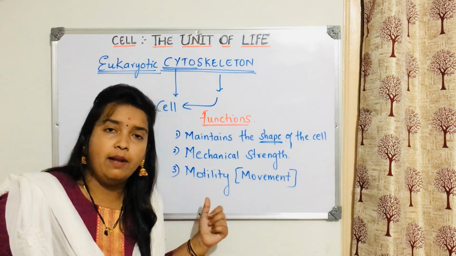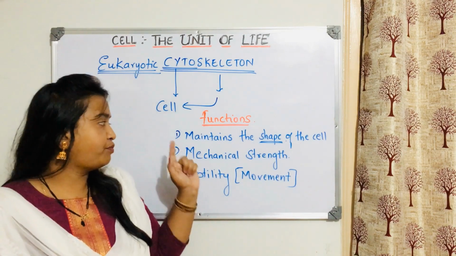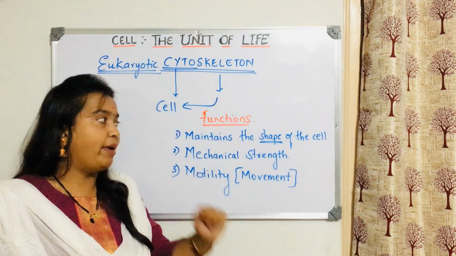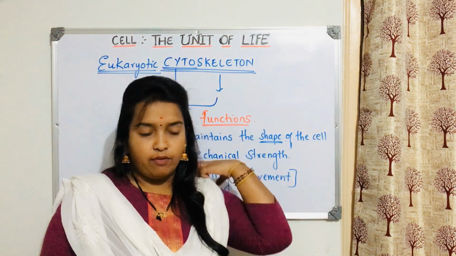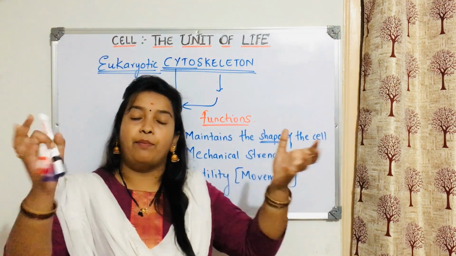How does it help in motility? We are going to study everything in detail now. However, if you come to this function, maintaining the shape of the cell, for a plant cell you can say that it has some particular shape.